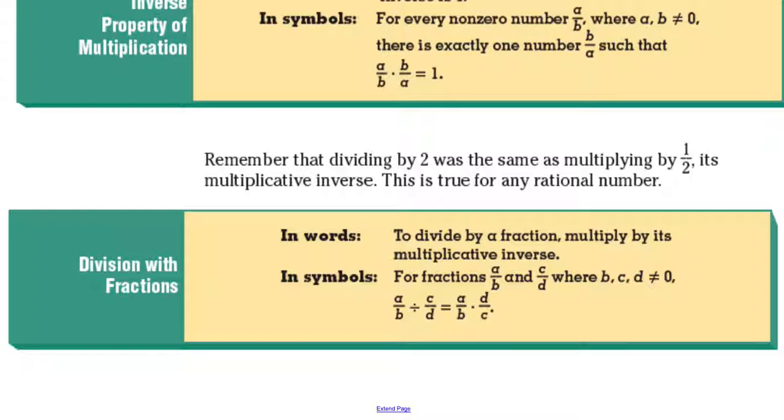If you notice, your division becomes multiplication, and you are getting the reciprocal of your divisor. So your divisor is c over d. You get the reciprocal of your divisor and then multiply it with your dividend. Also, your dividend did not change. Your dividend remained the same. It's only the divisor that changed. Let's take a look at example number 1 and see how this works.